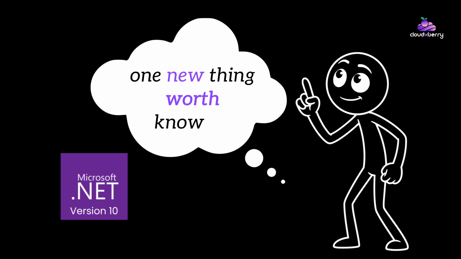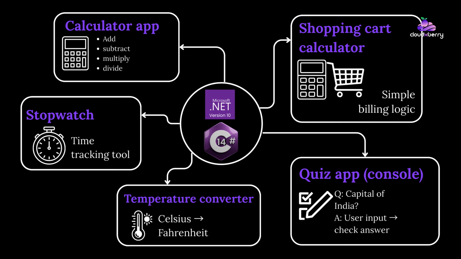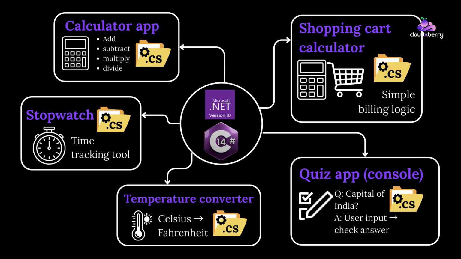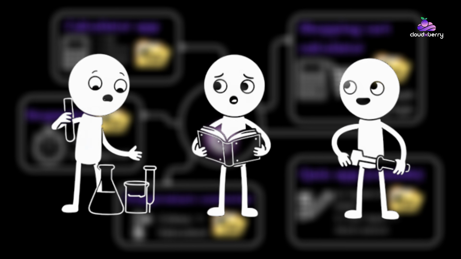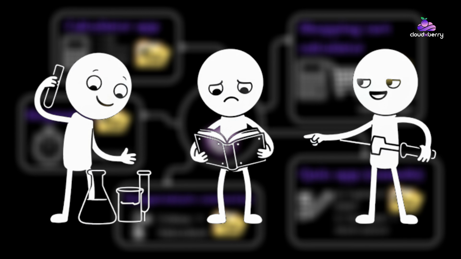One new thing worth knowing. C# 14 with .NET 10 now supports file-based apps. That means you can run a single .cs file without setting up a full project structure first. Great for experiments, learning, or quick utilities.